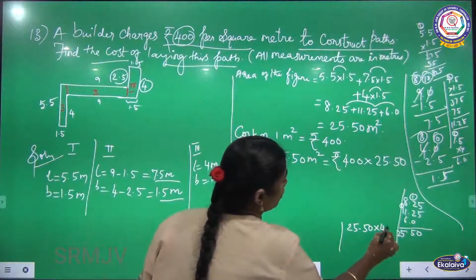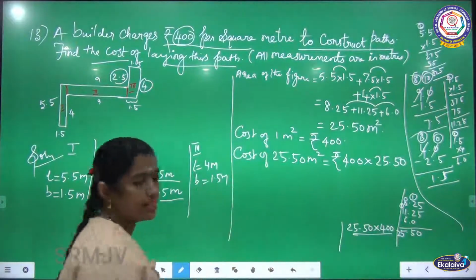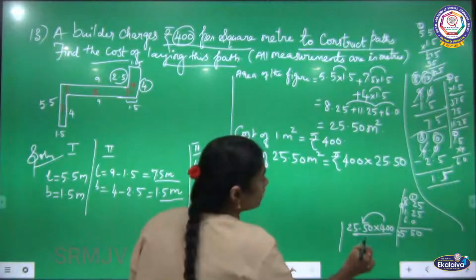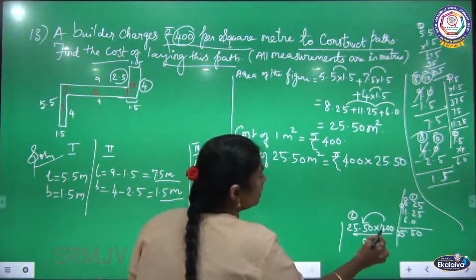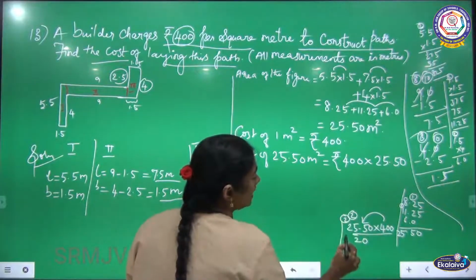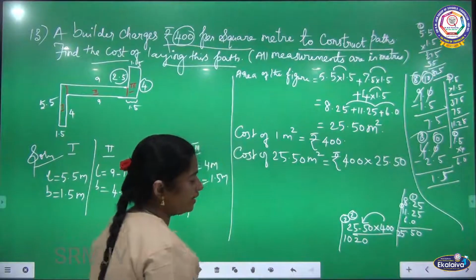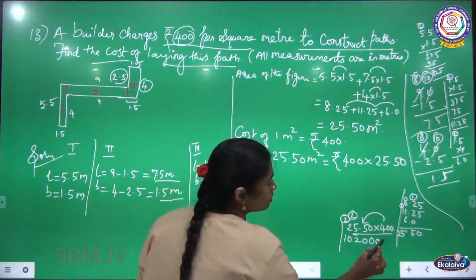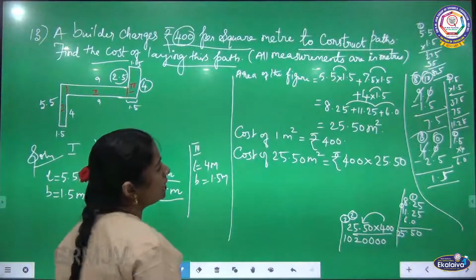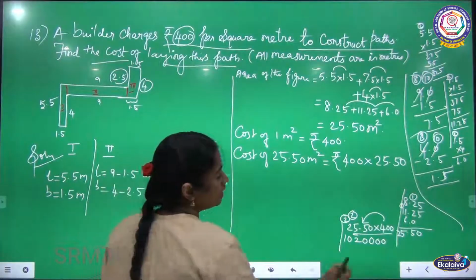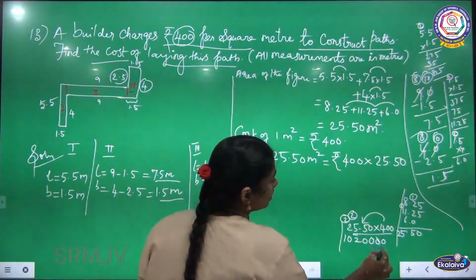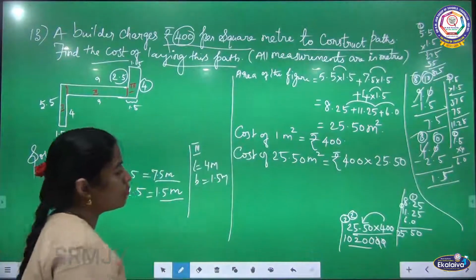25.50 into 400. See, listen children. You multiply only 4: 4 5s are 20, 2 carry over, 4 5s are 20, 22, again 2 carry over, 4 2s are 8, 8 plus 2 is 10. So 3 zeros are there, so you keep the 3 zeros. So I am going to keep the decimal here. Listen, 2 digits after the decimal. So what do I have to do? So my answer is what?